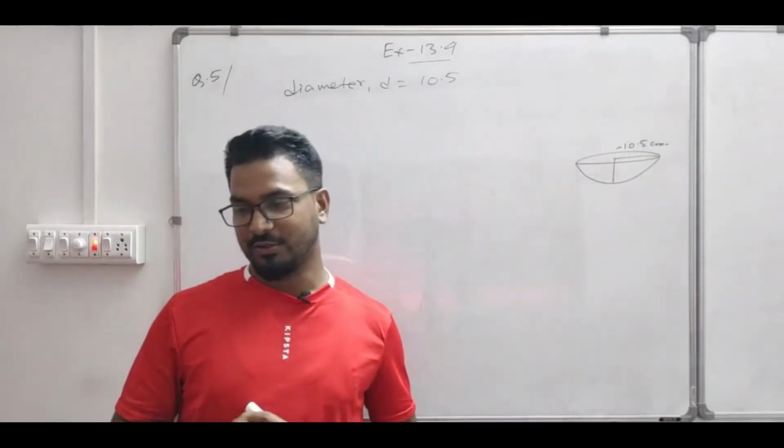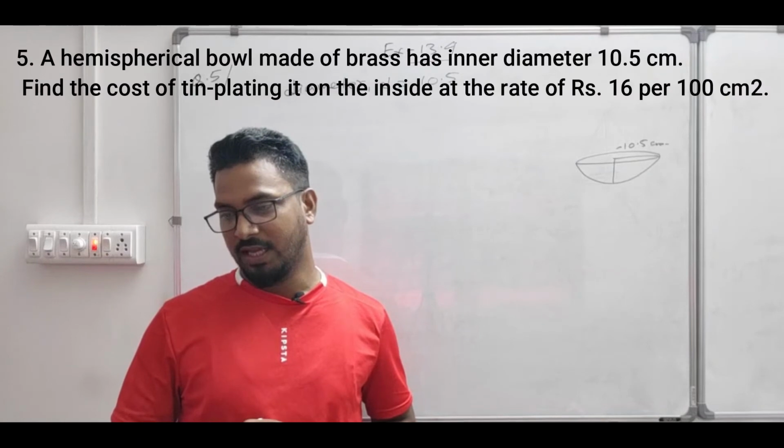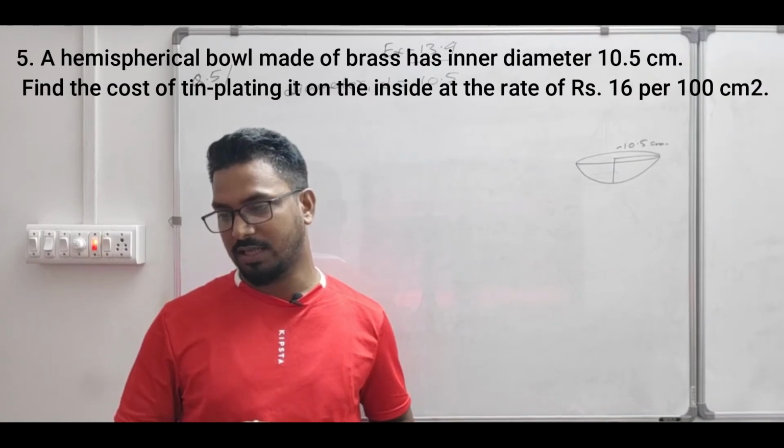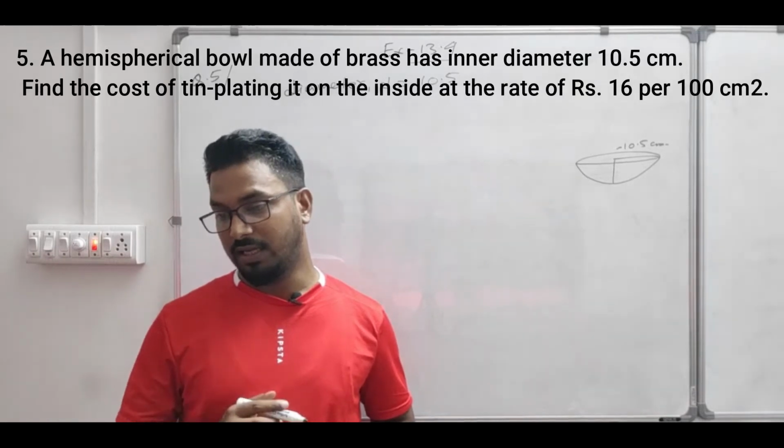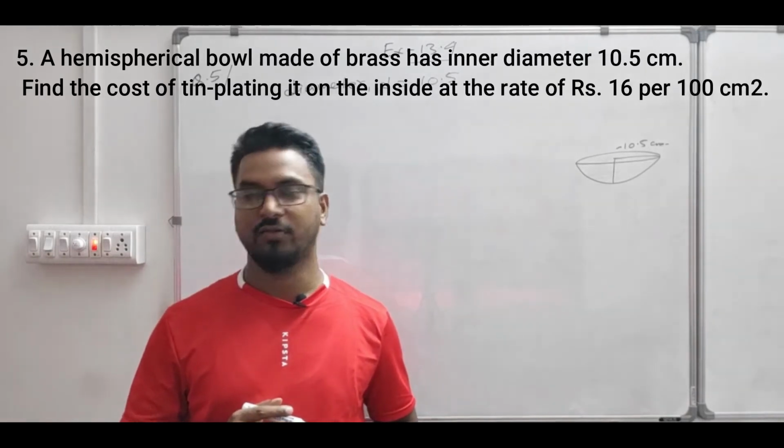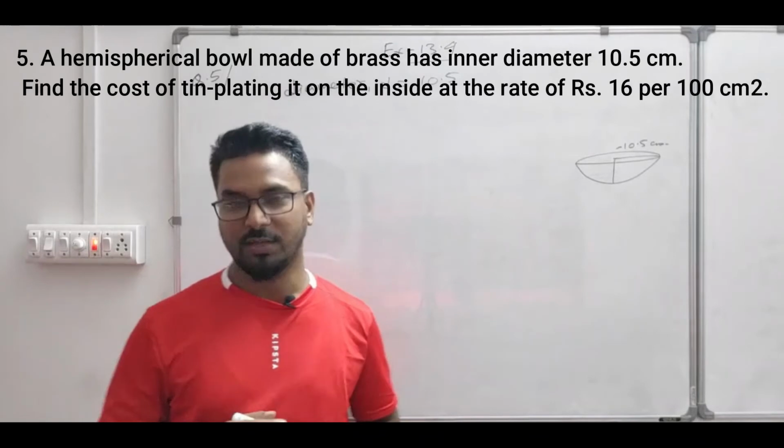So moving to the next question, question number 5. A hemispherical bowl made of brass has inner diameter 10.5. Find the cost of tin plating it on the inside at the rate of rupees 16 per 100 centimeter square.